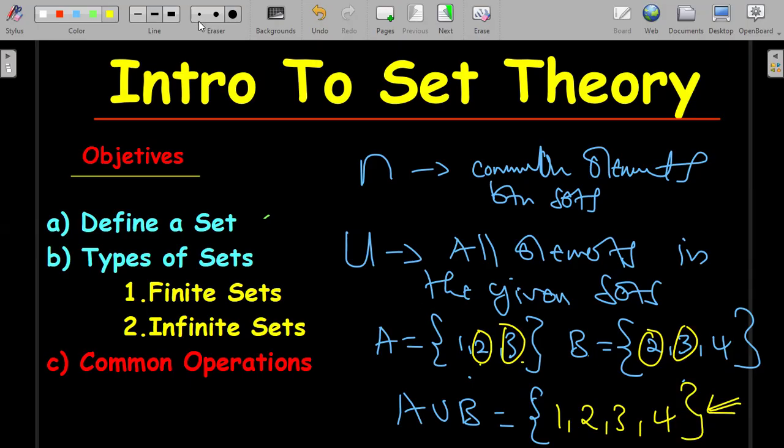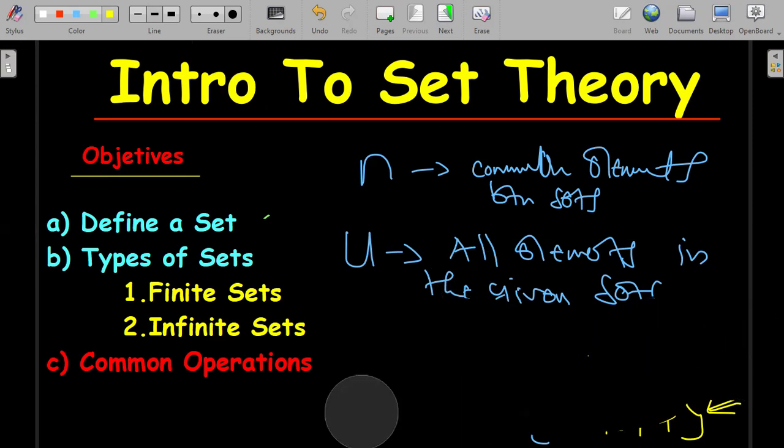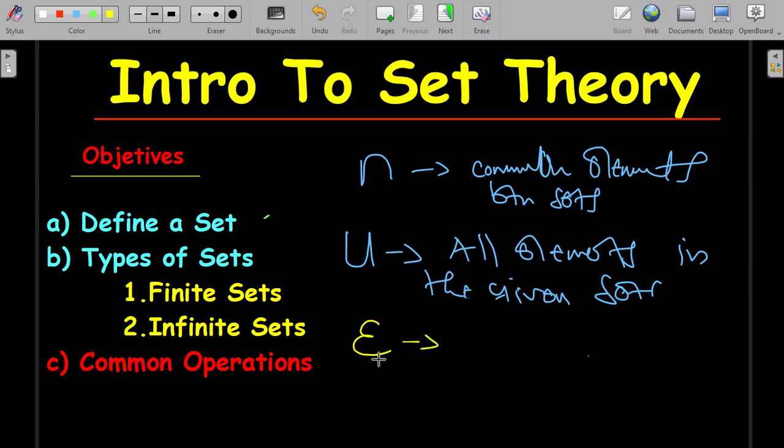And then the other operation that we have is the one that indicates the universal set. The universal set is simply all elements under consideration.